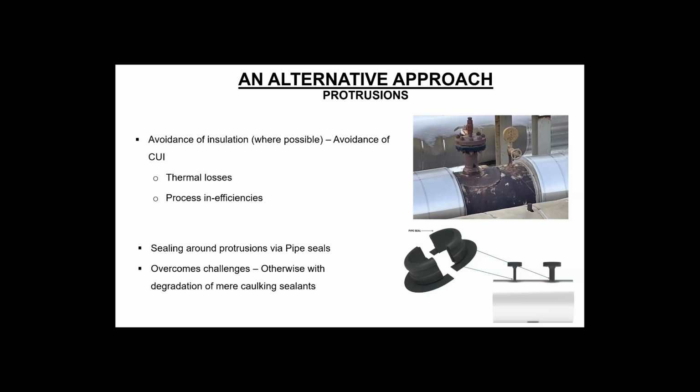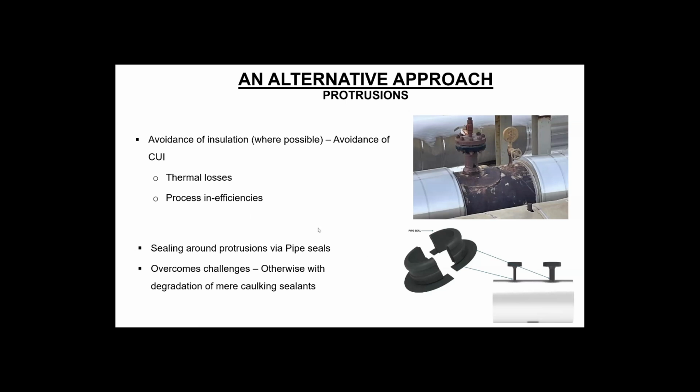So here is a real life example. You can see the insulation terminations, and insulation is found missing on this pipe. Why? Because there are protrusions, and these protrusions act as a point of moisture ingress into the system. So to avoid CUI, they just removed insulation entirely. Now CUI is avoided on this portion, but there is still thermal loss, and that thermal loss could lead to process inefficiency.